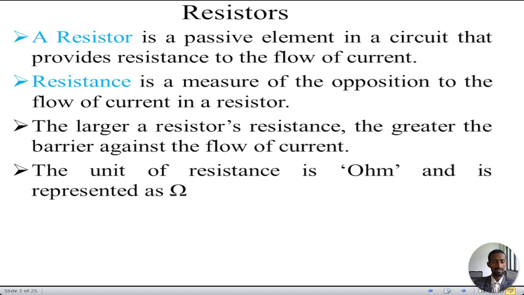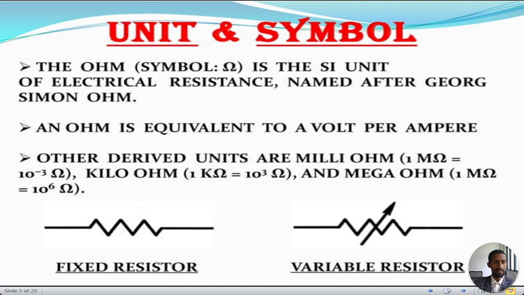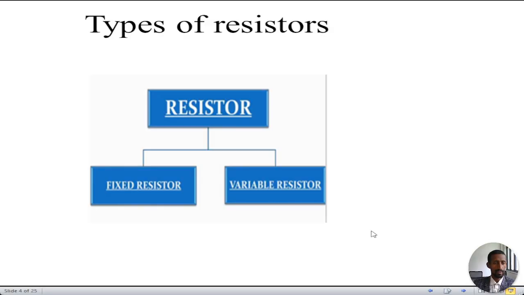What is the unit of resistance? It is ohm, and its symbol is represented like this, as you have seen on the screen. What is the symbol for resistors? The symbol is like a saw shape. This is a fixed resistor, and this one is a variable resistor. So this is the symbol of a resistor.